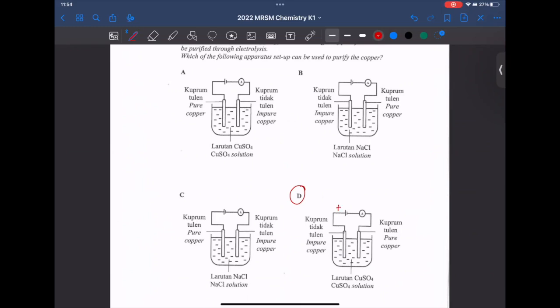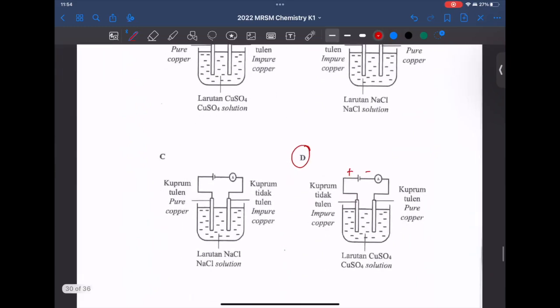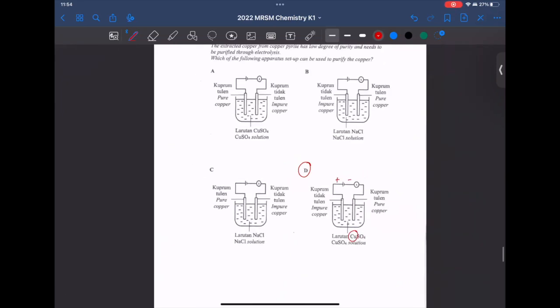So this is the positive terminal and negative terminal of the battery. The left side is the anode, the right side is the cathode, and there are copper ions inside. That's the only way they can purify copper. Answer is donkey.